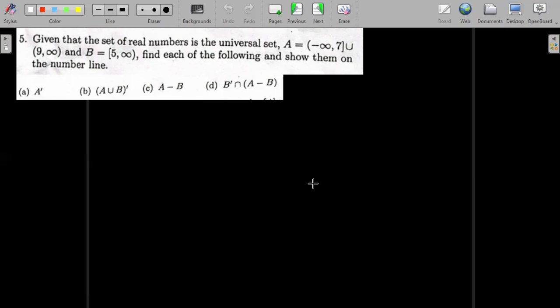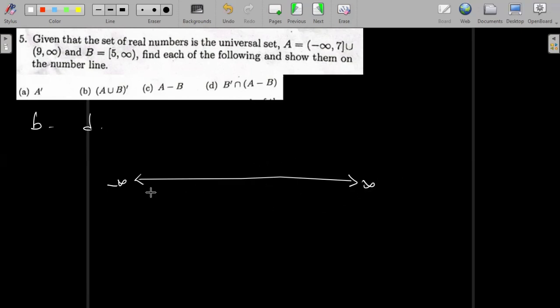B and D. Okay, B and D is what we're going to do. So let us plot the number line first of all. They say that the universal set is the set of real numbers, meaning it's going from negative infinity all the way up to positive infinity, like that.